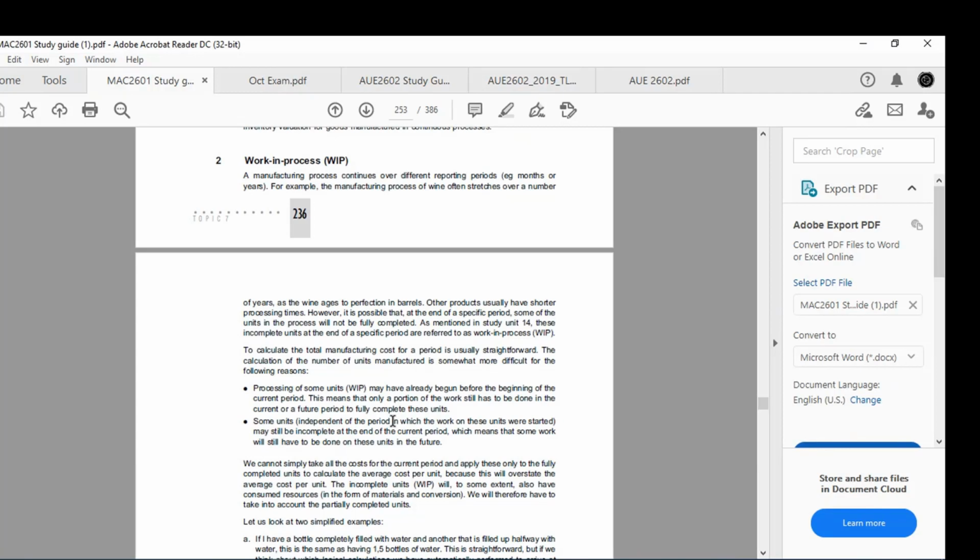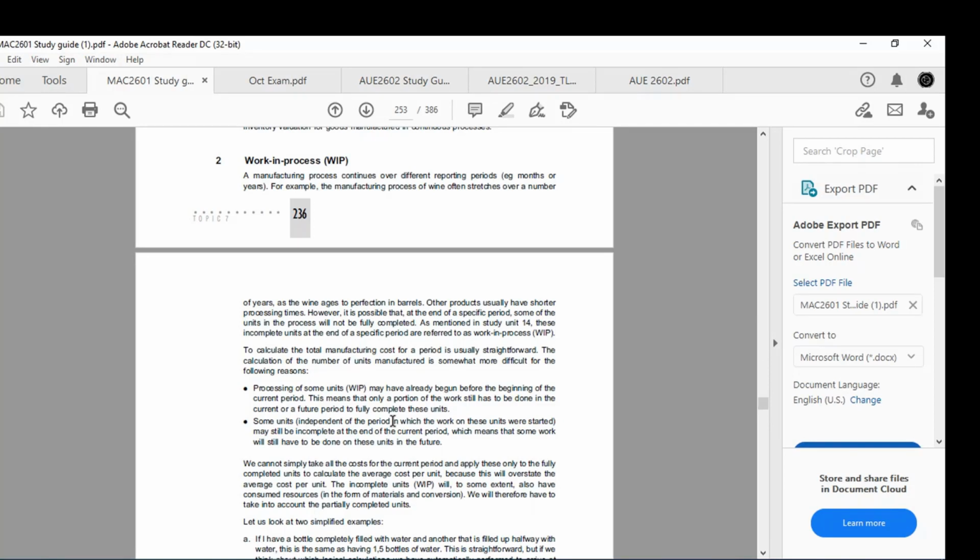You know how they will say that it has matured. The longer it is, the more they say that it has matured, and it's a good competitive product that you can put into the market. Everyone looks at the years when it comes to a wine. I'm just making an example. Other products usually have shorter processing times. However, it is possible that at the end of the specific period, some of the units in the process will not be fully completed, right? And this would be your incomplete units.